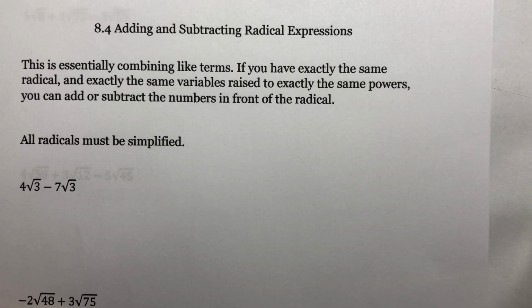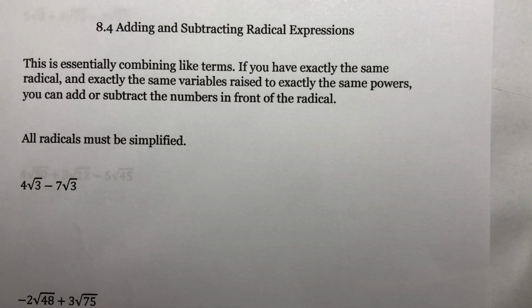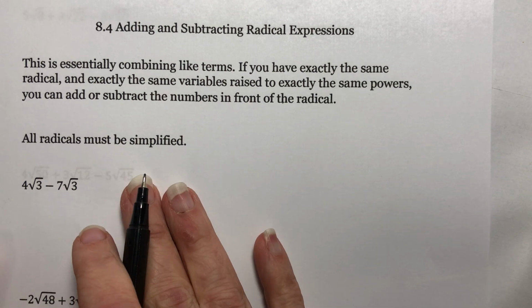This is section 8.4, adding and subtracting radical expressions. This is essentially combining like terms. If you have exactly the same radical and exactly the same variables raised to exactly the same powers, so if all of that is the same, you can add or subtract the numbers in front of the radical. Okay, and all radicals must be simplified.